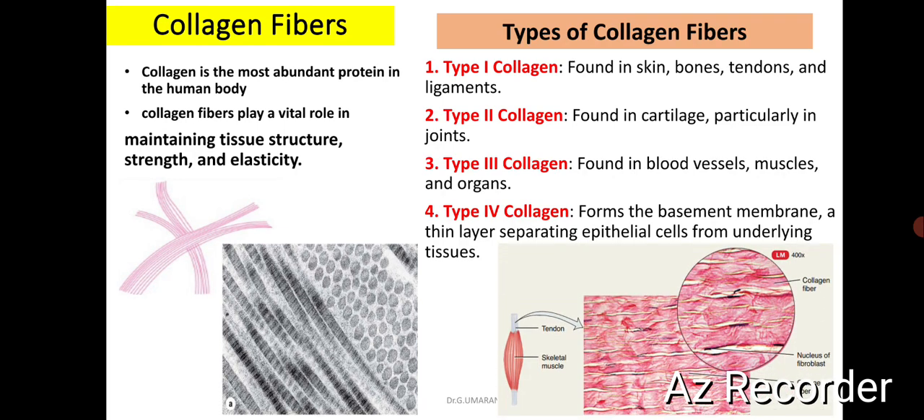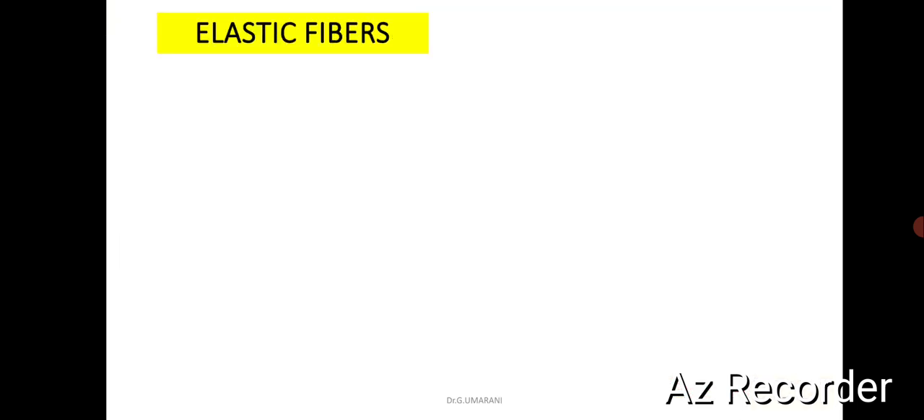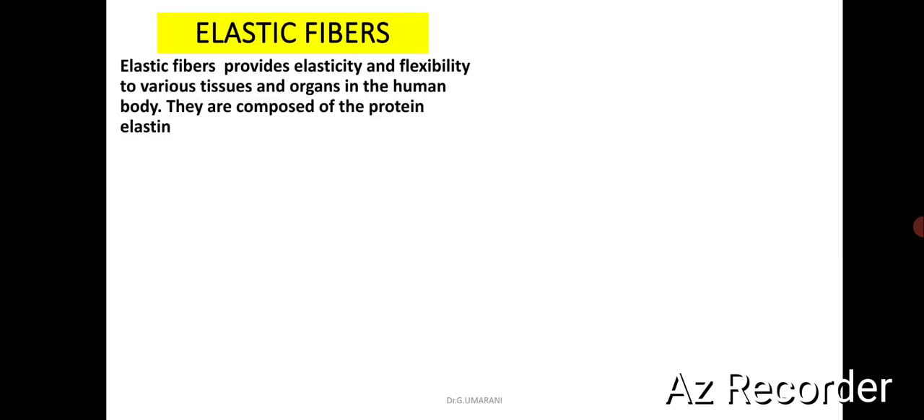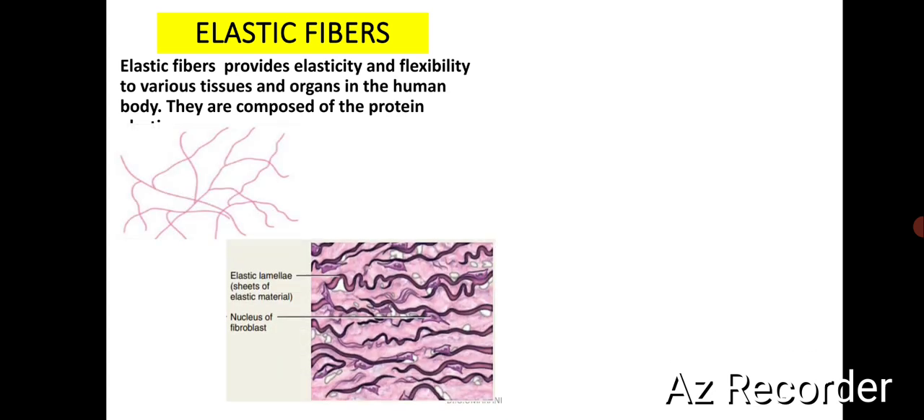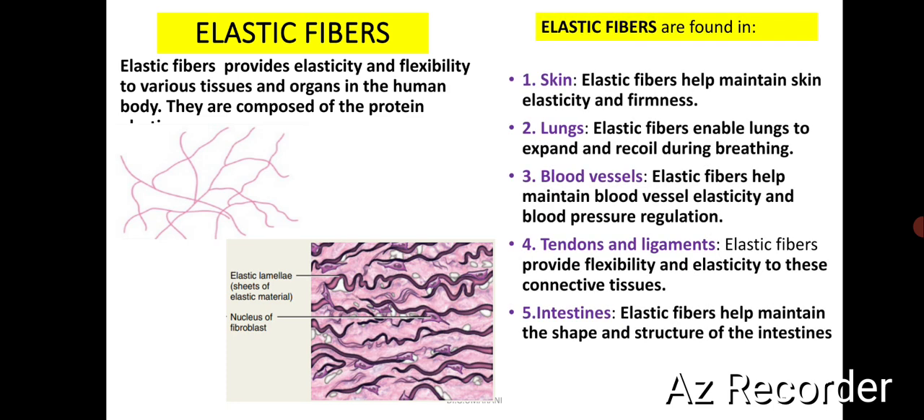So this is a slide of the tendon where you can see the collagen fiber bundles. Next, coming to elastic fibers, these provide elasticity and flexibility to various tissues and organs in the human body. They are composed of the protein elastin, and the elastic fibers are found in skin to maintain elasticity and firmness.